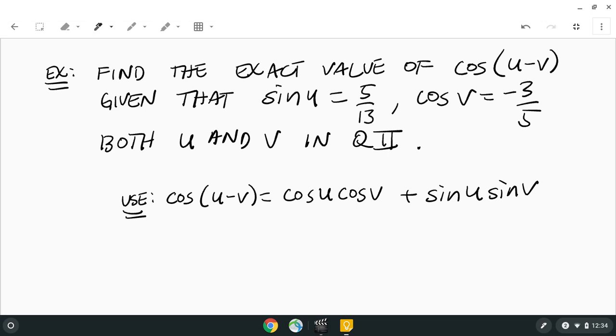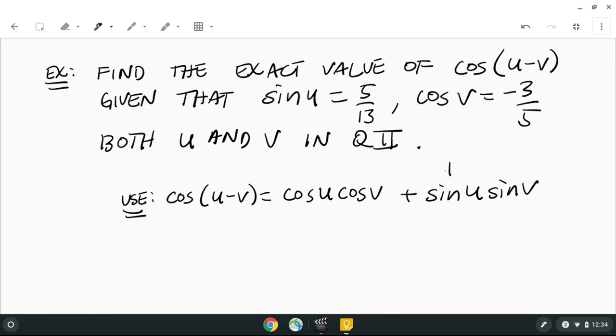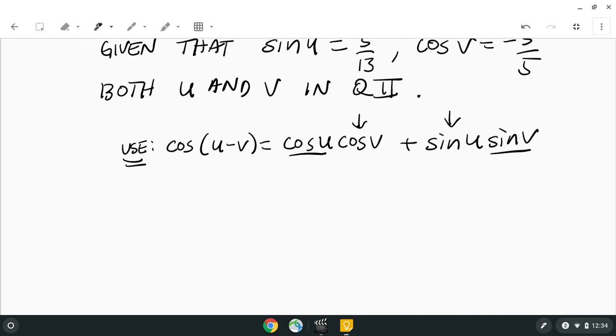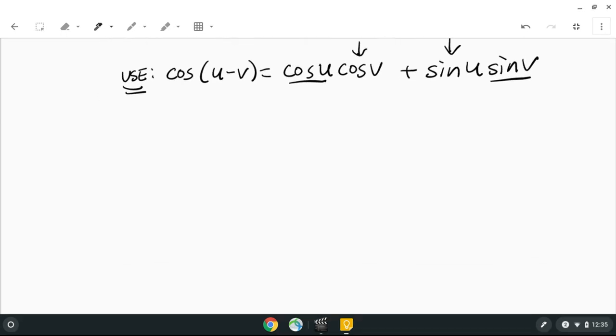So here, we do know sine u, and we do know cosine v, so we can plug in for that. Cosine v is -3/5, sine u is 5/13, so we have values to plug in for that. However, we don't have cosine u, and we don't have sine v. So that's our goal here, to find those values, and we do that by drawing these angles out. We know that u and v are both in quadrant 2, so let's go ahead and draw 2 drawings.